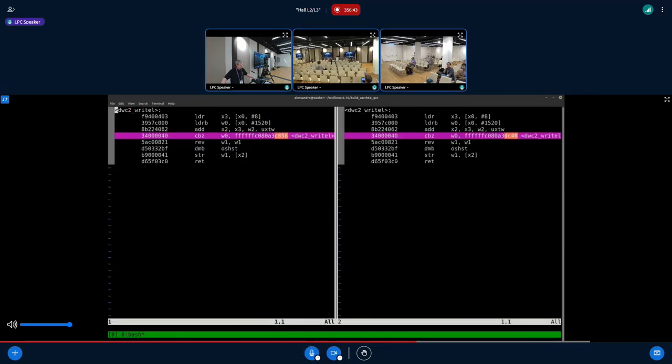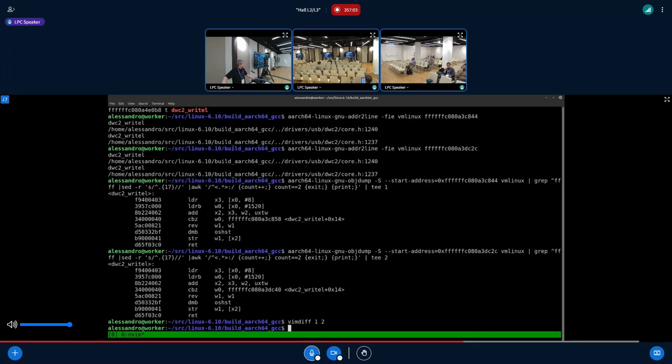And this is the comparison. If you see, there is a little difference between the two. This difference is actually due to the fact that these two functions are located in two different places in memory, because if you see, the object code is identical. So you have two identical functions in two different parts of the kernel.